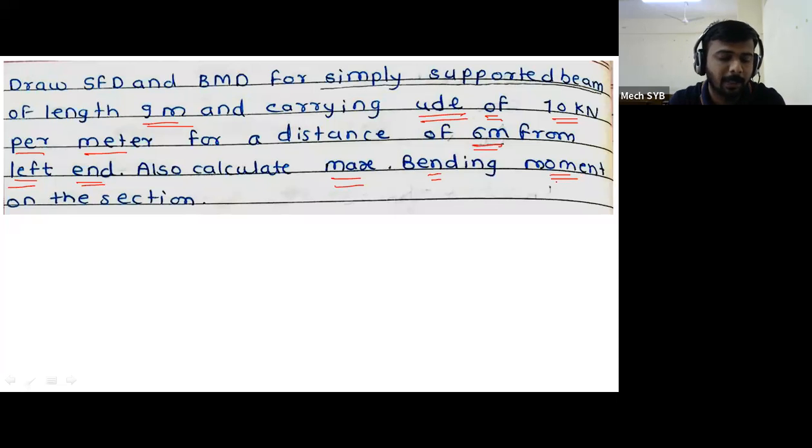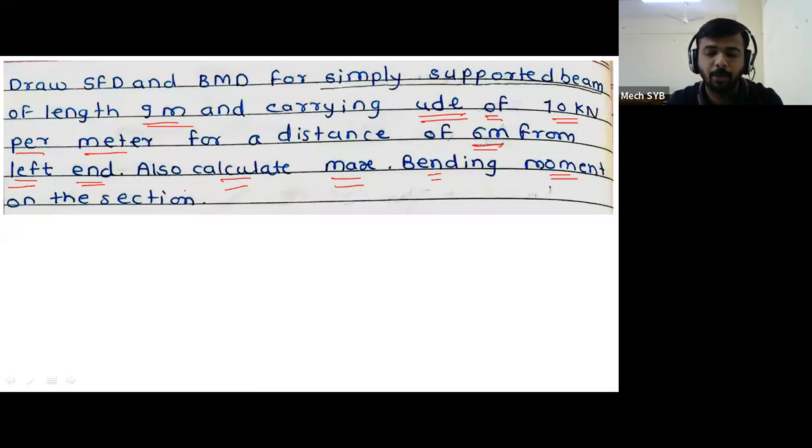जसं लास्ट प्रॉब्लेम मध्ये आपल्याला पॉइंट D ला मॅक्सिमम बेंडिंग मुवमेंट व्हॅल्यू मिळाली होती, तसं in this particular problem separately they have asked to calculate the maximum bending moment on the section, on that particular beam, at which point the bending moment is maximum. That value we have to calculate. So this is the statement in front of you.